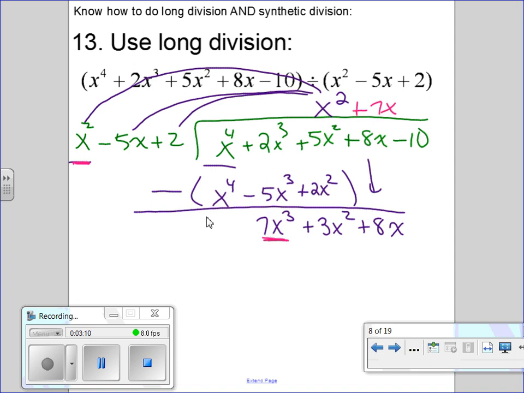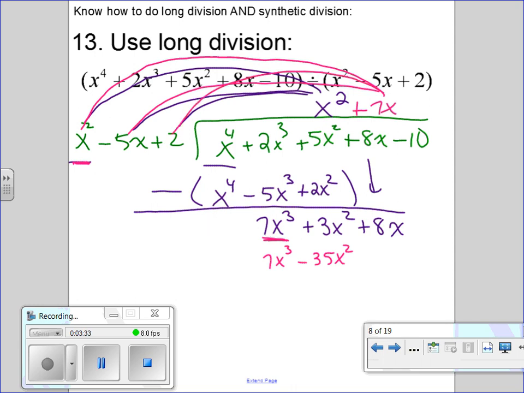All right, let's do our distributing again with our rainbow. 7x times x squared is 7x cubed. 7x times a negative 5x, careful there, negative 35x squared. I actually messed that up first period. It threw everything off from there on out, and nobody caught the mistake. So at the end, that was a bummer. All right, and then 7x times 2, 14x.